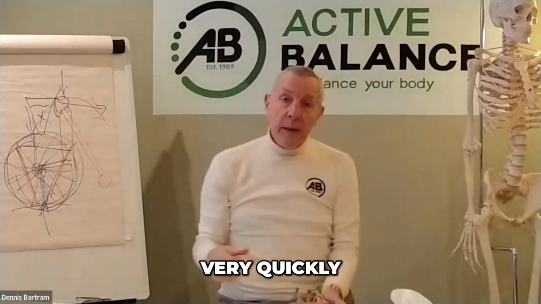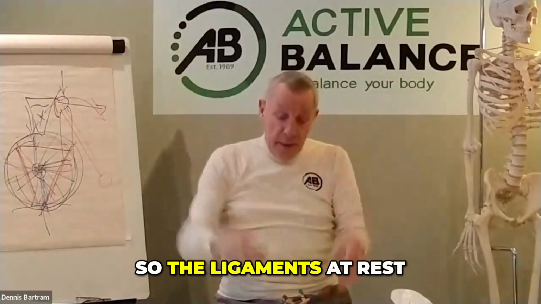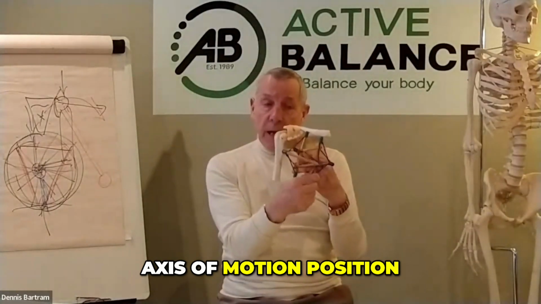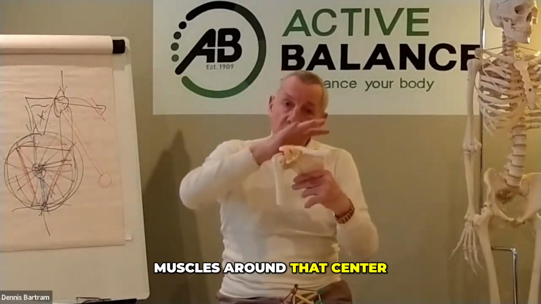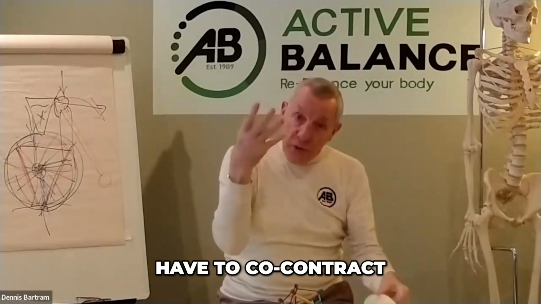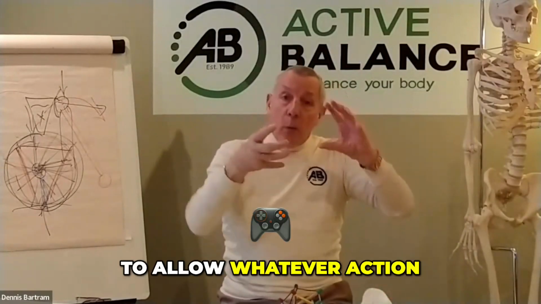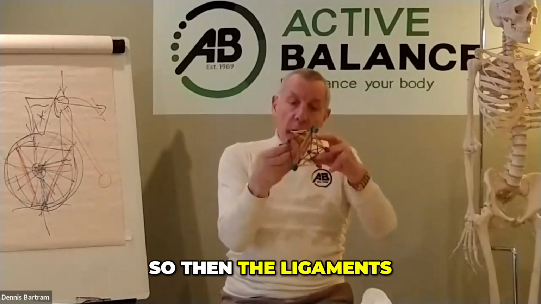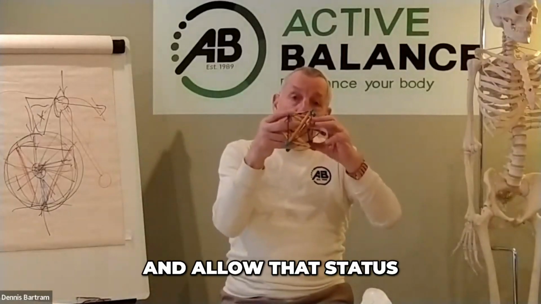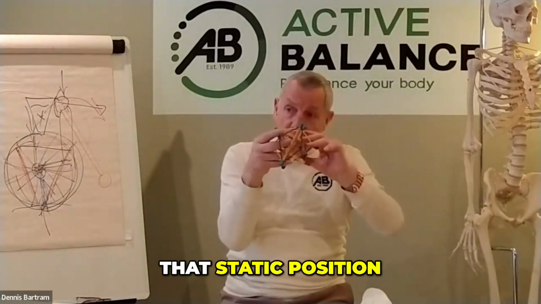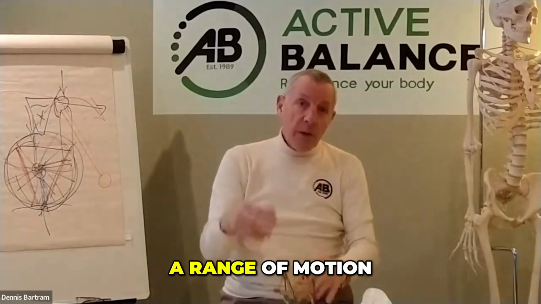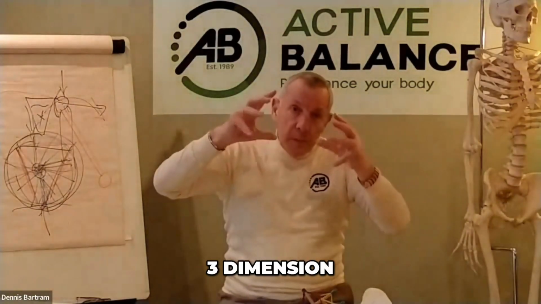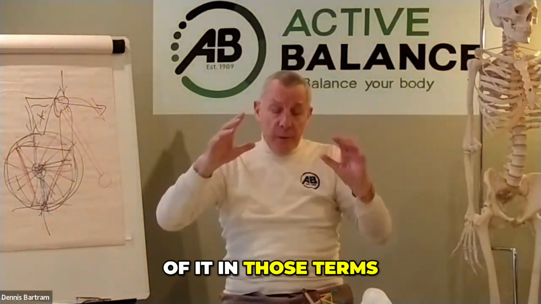This all happens very, very quickly, but I decided to do this with my arm. So the ligaments at rest are omnidirectionally holding the joint in its right axis of motion position. I want to move my arm, so all of these muscles around that center of axis have to co-contract in a gear train to allow whatever action it wants to be: front, back, left, behind, rotate, whatever it's going to do. Then the ligaments are going to fire and allow that static position to now move through a range of motion. So you've got muscles at the front, co-contracting muscles at the back, superiorly and inferiorly, all working in three dimensions. It's a very complex joint when you think of it in those terms.